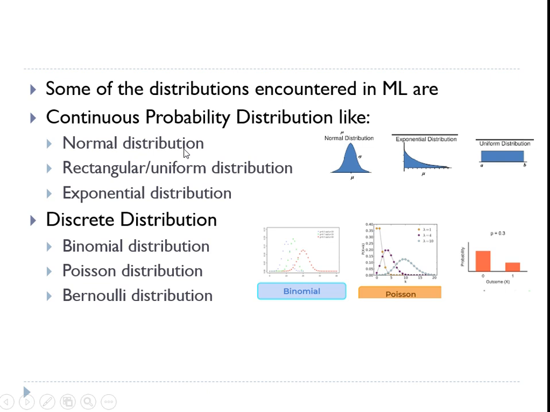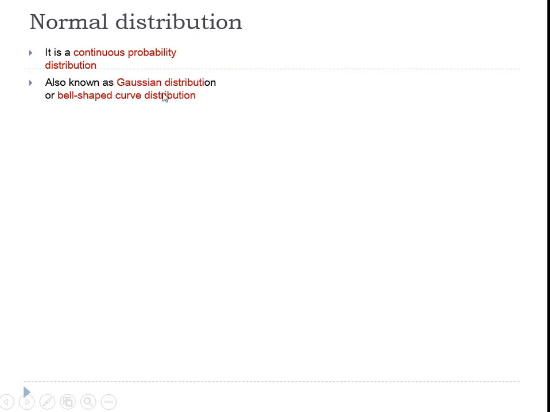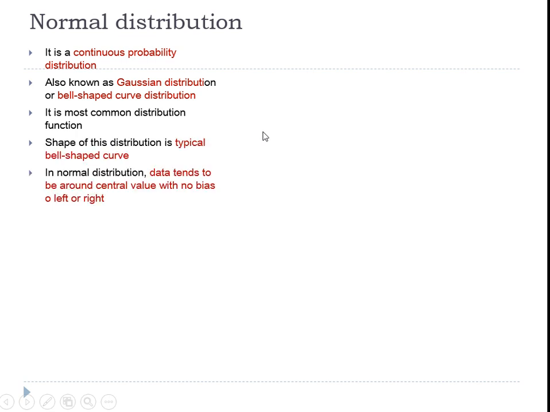Let's discuss the first continuous probability distribution, that is normal distribution. When the word normal distribution comes, please keep in mind it is a continuous probability distribution. First, when I say normal distribution, the graph of a bell-shaped curve should come into your mind. It is also called Gaussian distribution, and this is actually one of the most common distribution functions. As I said, the shape is very important.